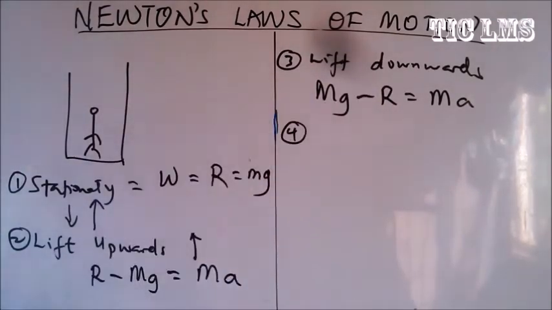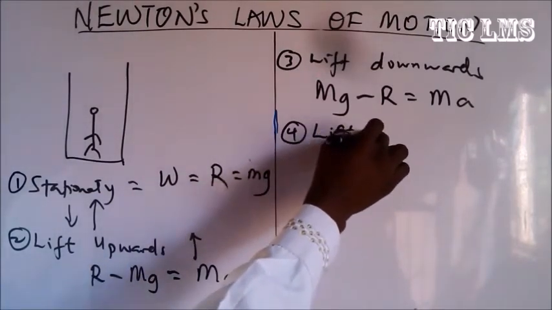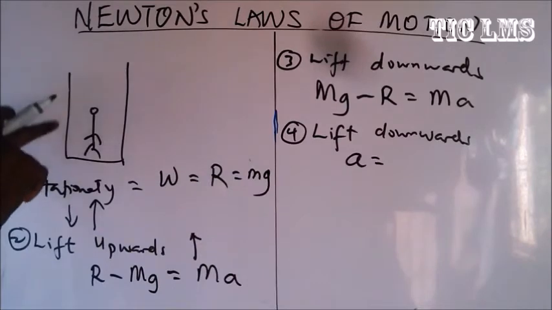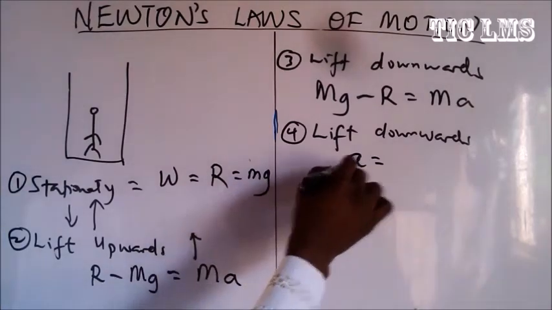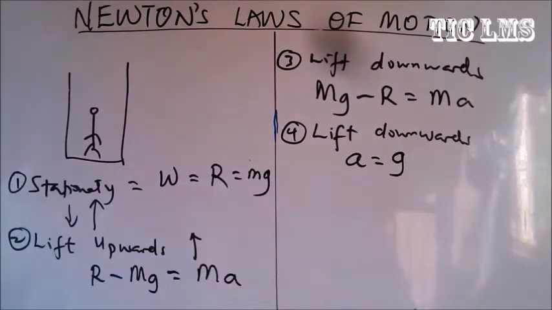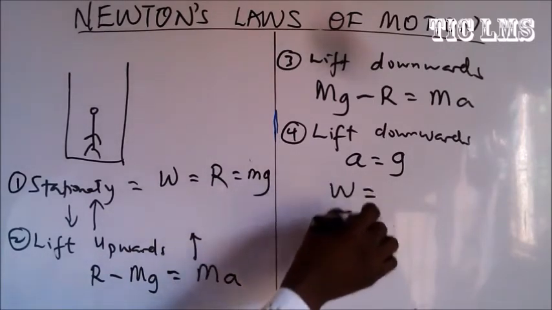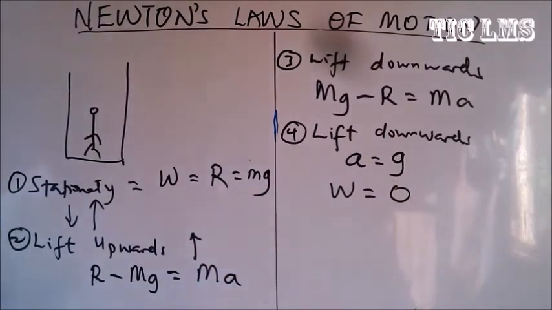And lastly, we have when the lift moves downwards at the same acceleration due to gravity, whereby the acceleration of this lift downwards is equal to acceleration due to gravity. That means that they are going down at the same time. Therefore, a equals g. At this point, the body will seem not to have any weight, and hence the weight is 0. And this term is known as weightlessness.